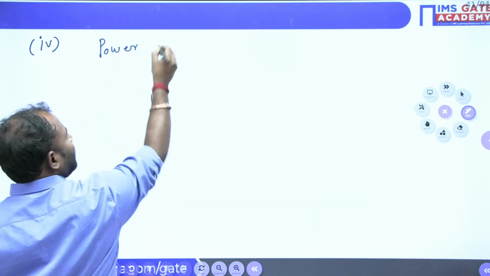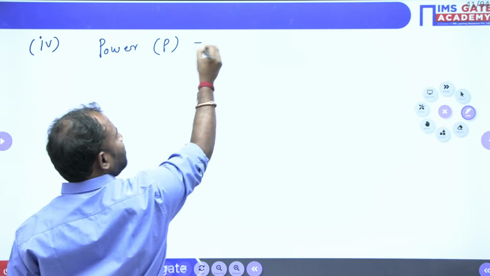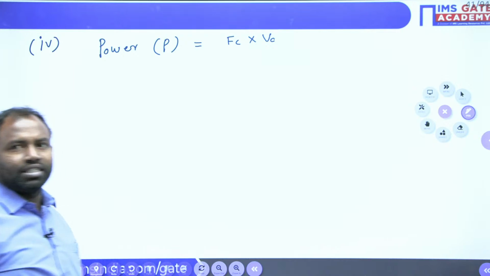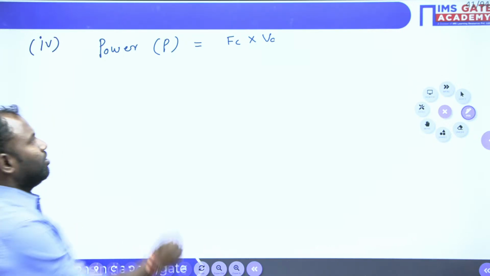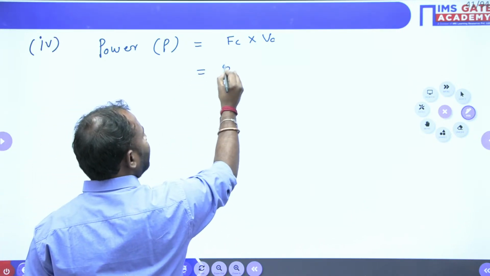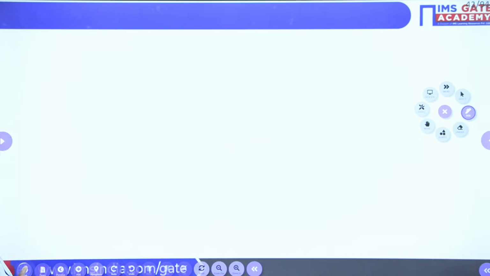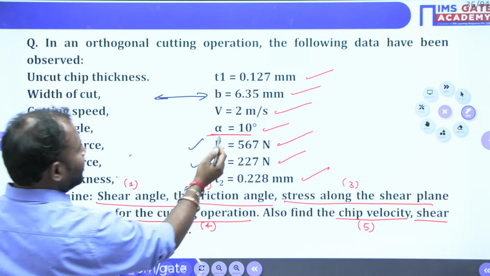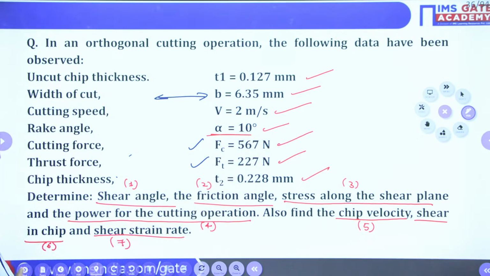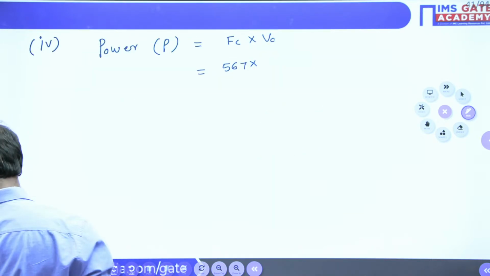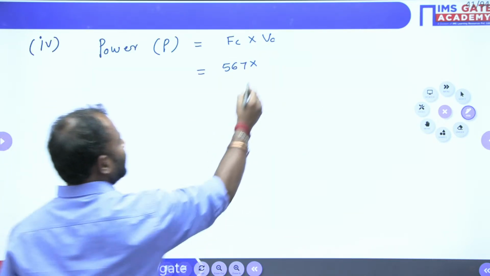Power required for cutting. So that is P equal to cutting force into cutting velocity. Sorry, cutting velocity or cutting speed. Okay, right. From here, Fc is equal to 567 into cutting speed. What is the cutting speed given in the problem? Cutting speed is given, 2 meters per second.